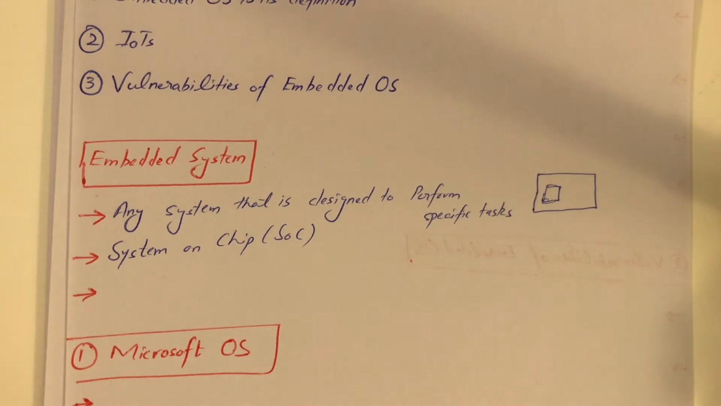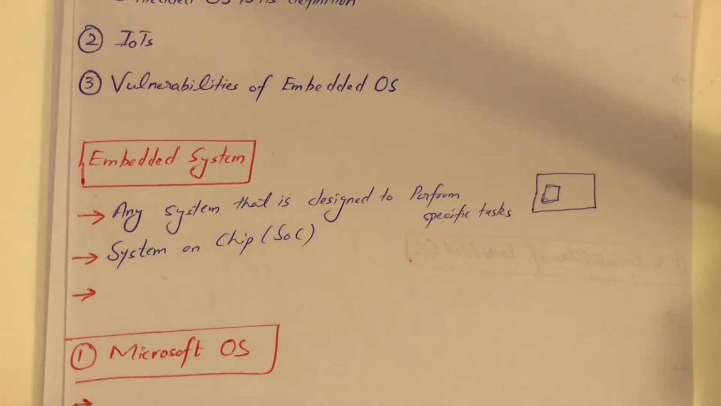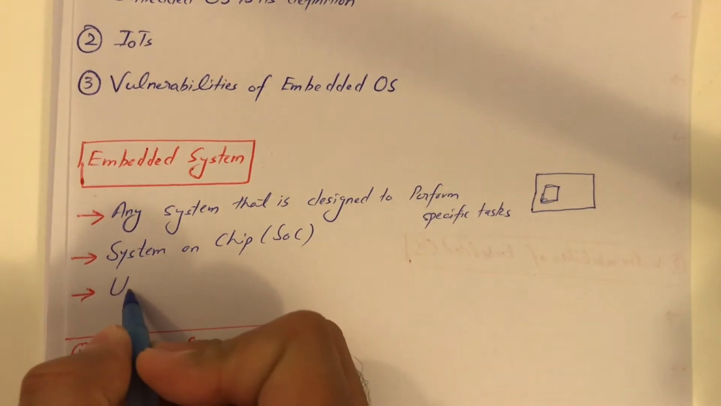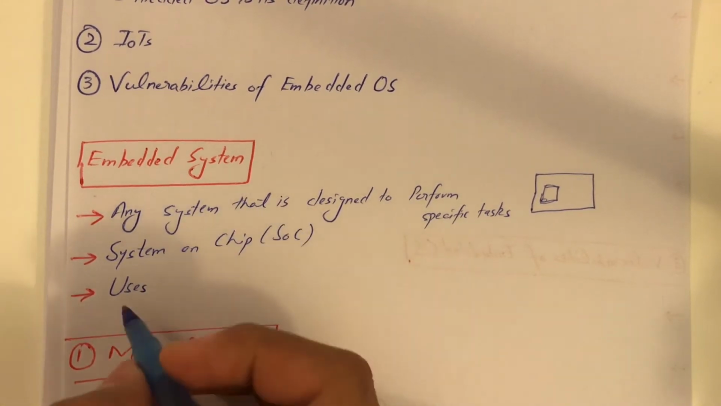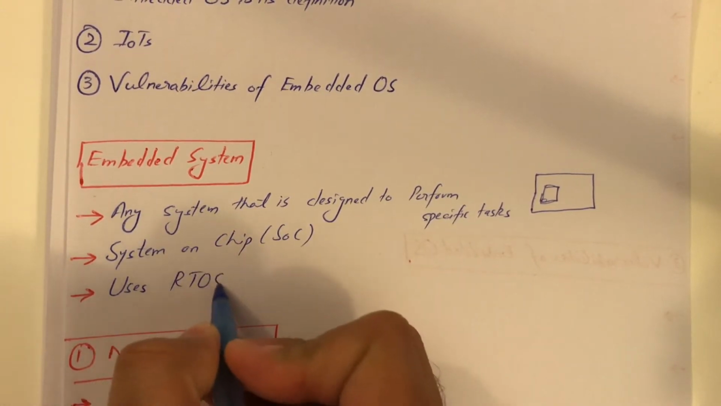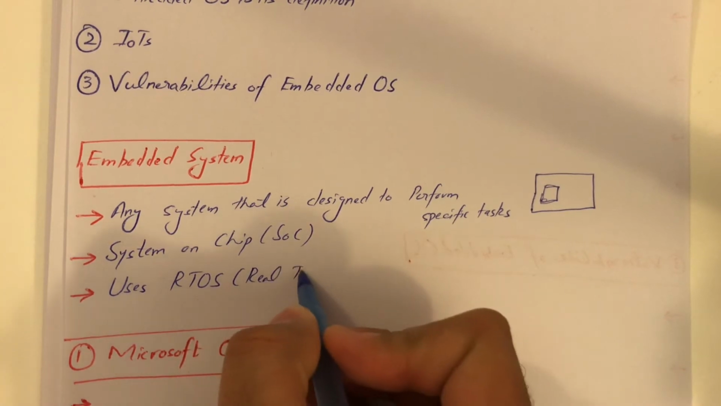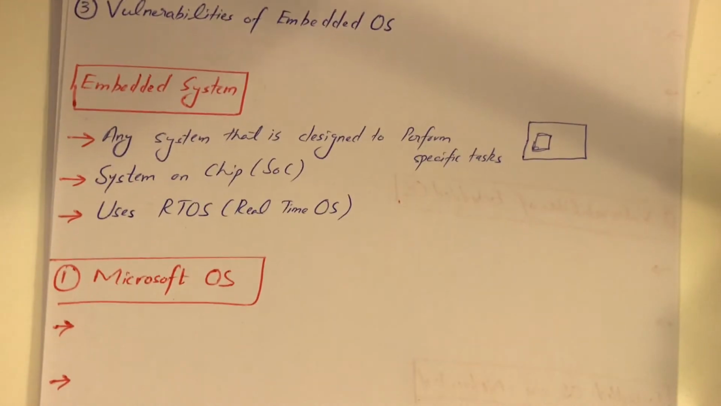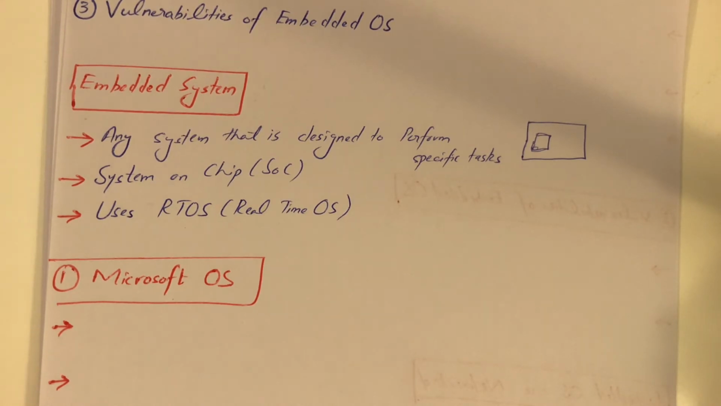In order to run hardware, please remember one thing: if you want to run hardware, you need an operating system. Hardware is kind of a body, and the operating system is basically the soul of that hardware. So an embedded system uses a specific kind of operating system, which is called RTOS, known as real-time operating system. These real-time operating systems, or embedded operating systems, are just like other operating systems, for example, Windows, Linux.